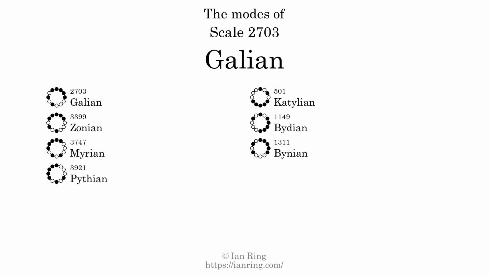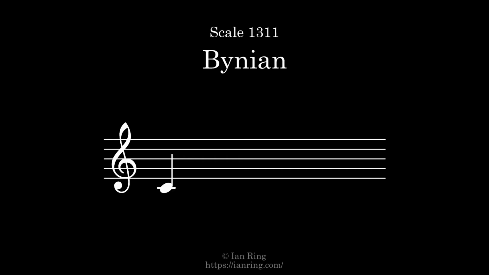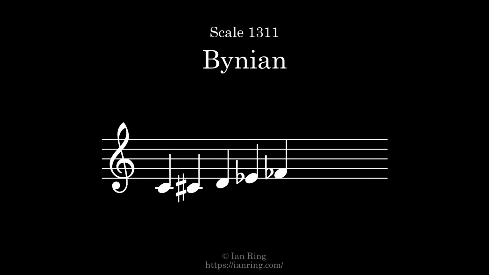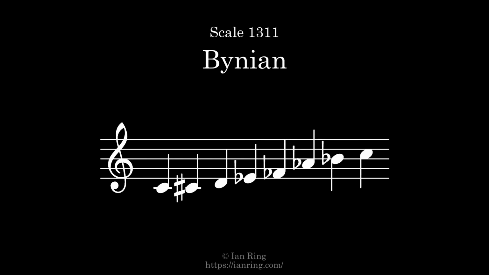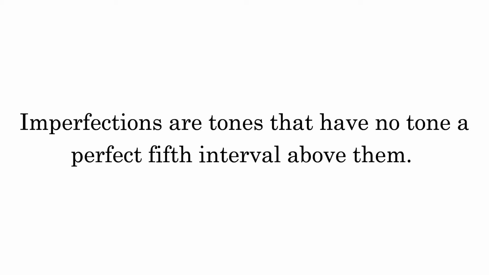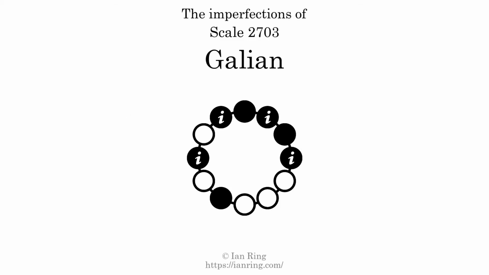The seventh and last mode is scale 1311, also known as Bienian. It sounds like this. Imperfections are tones that have no tone a perfect fifth interval above them. This scale has 4 imperfections. They are at positions here, here, here, and here.